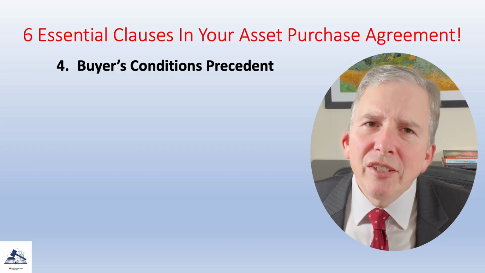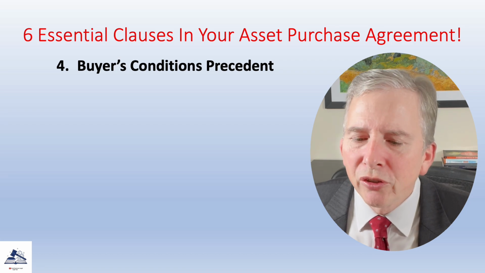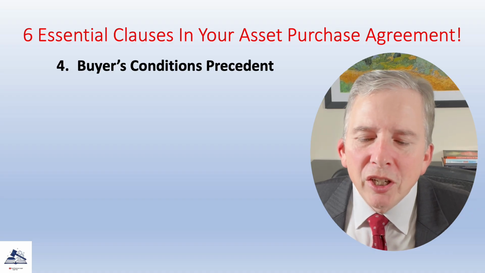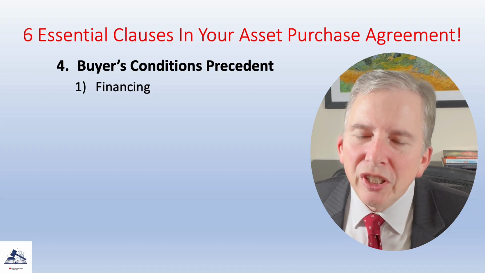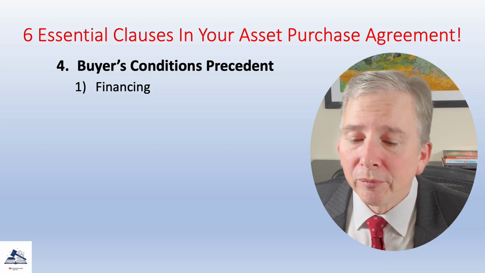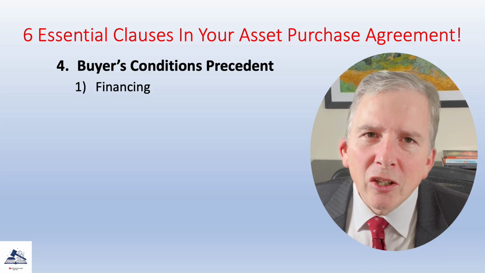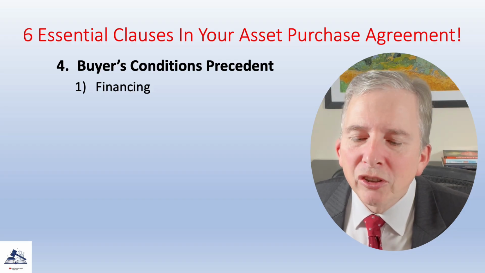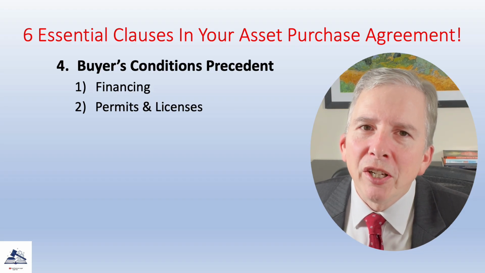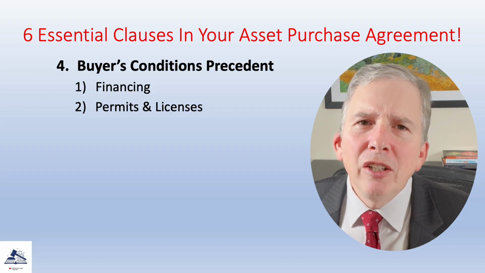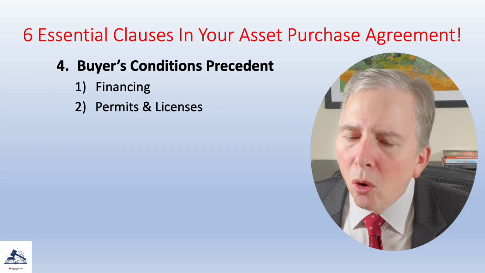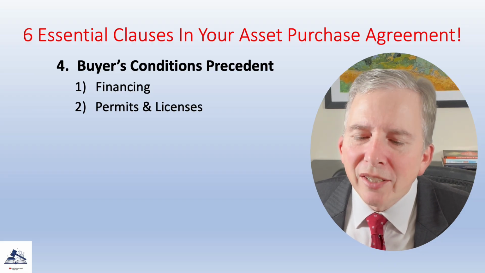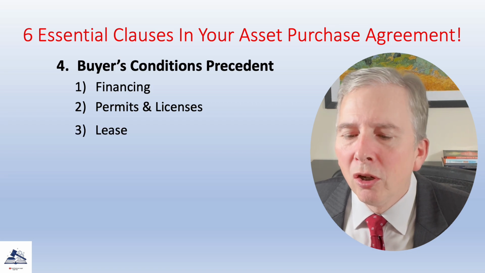Some of the most common events identified in a buyer's conditions precedent clause are things like: first, if the buyer is seeking financing from a lender, the conditions precedent clause should state that the buyer has received suitable financing from the third party. Second, if the buyer needs to obtain various permits and licenses in order to operate the business, the conditions precedent clause should state that the buyer has obtained whatever permits and licenses are needed to operate the business. Third, if the buyer needs to obtain a lease from the seller's landlord or get some other important agreement assigned, the conditions precedent clause should state that these agreements have been assigned to the buyer from the appropriate party.